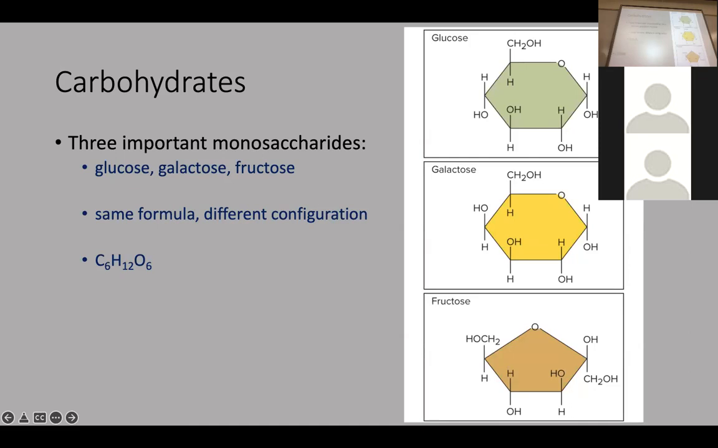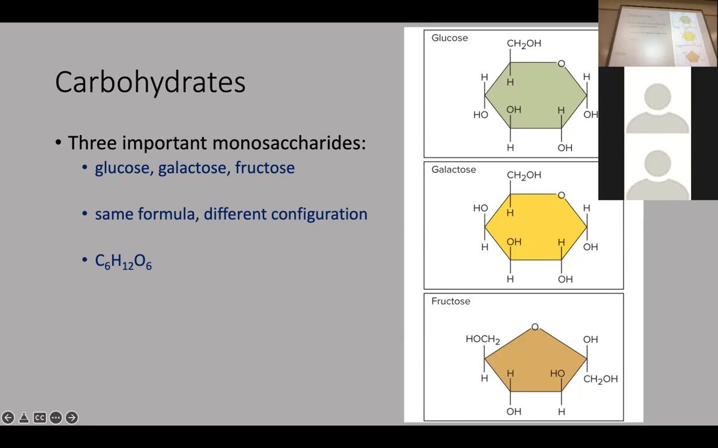You don't need to be able to recognize them. Like these are the different arrangements of each of them. You don't have to be able to pick them out in a ring form. Just know their names, know that they're monosaccharides, and know that they're all C6H12O6. Glucose, galactose, fructose.